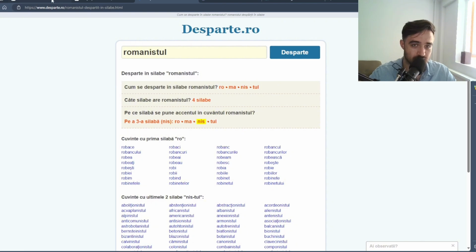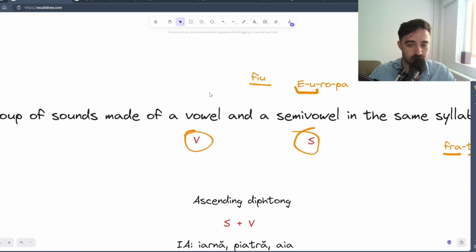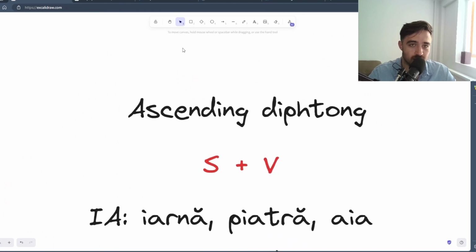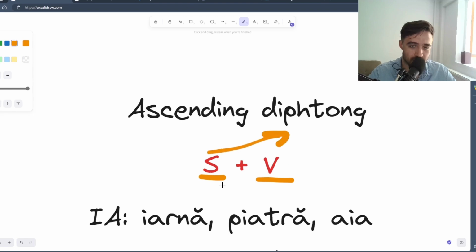So we got into ascending diphthongs, with the idea that it's a semivowel and a vowel. First is the semivowel, then the vowel. And that means, if you remember from earlier, the vowel is a stronger sound, so the sound will go up and the accent will be on the vowel. So let's do it.